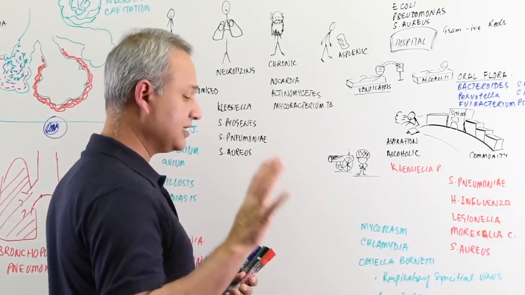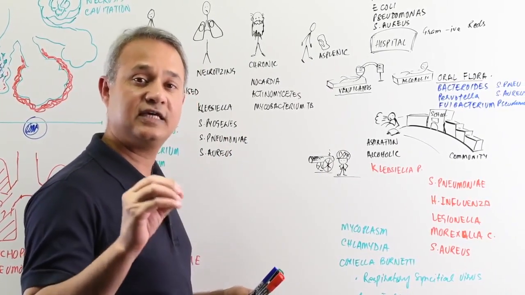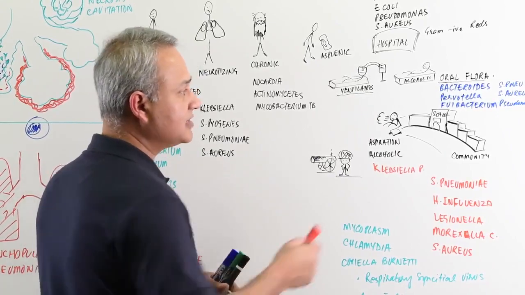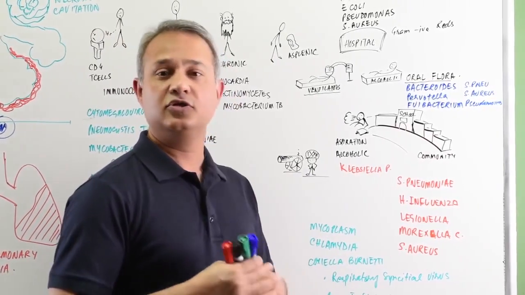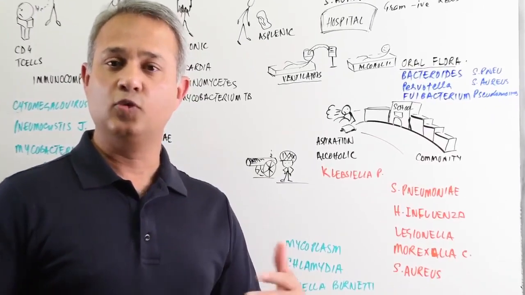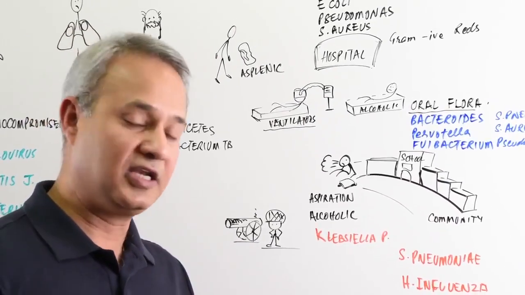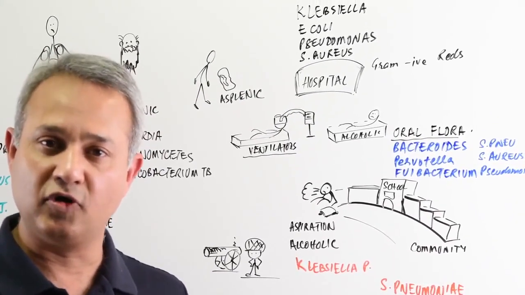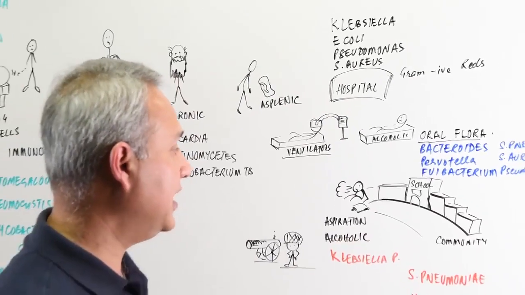So let's start. There are 7 settings. These are called 7 pneumonia syndromes. First is community. Community is schools, offices, workplaces, running around in the bazaars and shopping malls and so on. So these are all community areas.